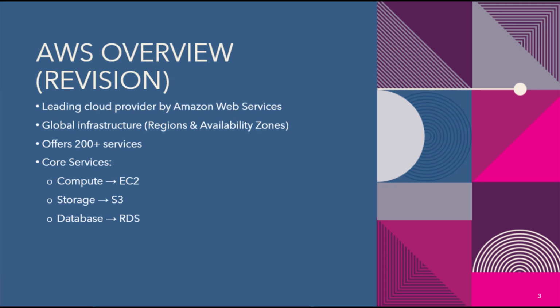AWS Overview. Amazon Web Services, or AWS, is one of the leading cloud providers. It offers a wide range of services across the globe using regions and availability zones. Some core services include EC2 for compute, S3 for storage, and RDS for databases.